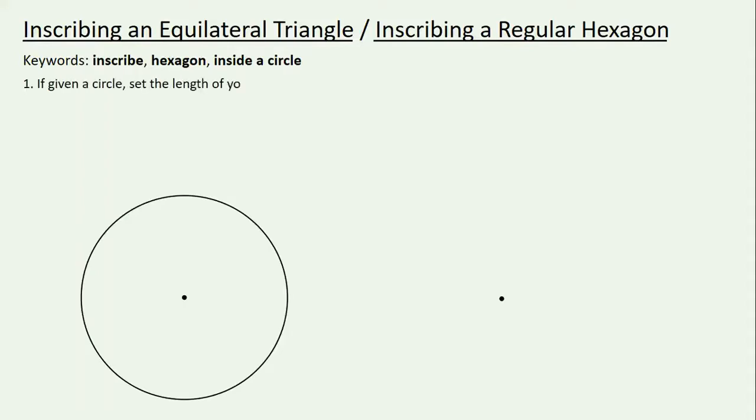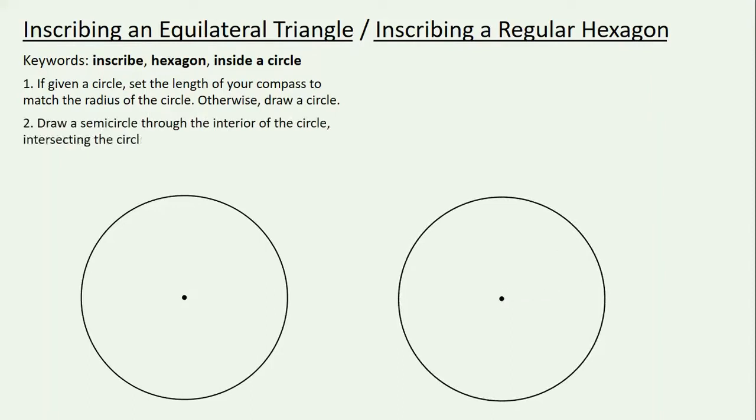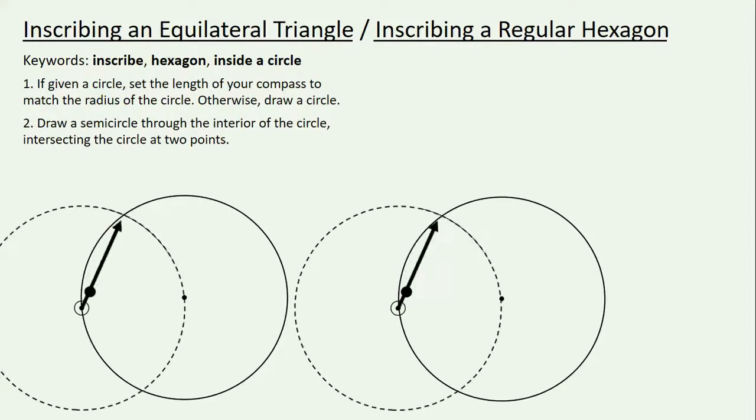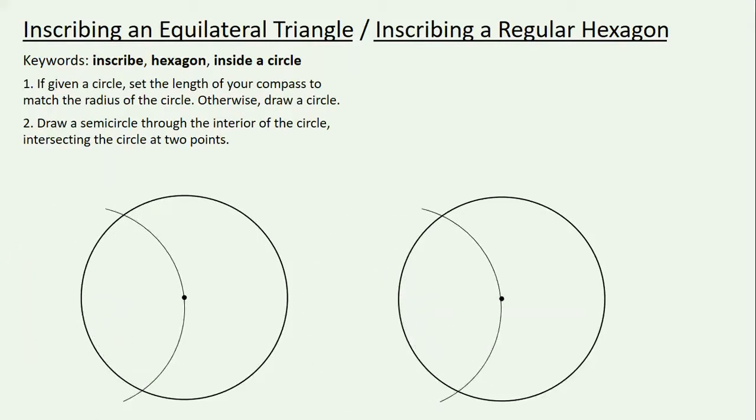If you're given a circle, you can set the length of your compass to match the radius of that circle. Otherwise, you're going to take your compass and draw your own circle. Now, your key point: your radius will not change for this entire construction. Keeping the same radius, draw a semicircle through the interior of the circle, intersecting the circle at 2 points.